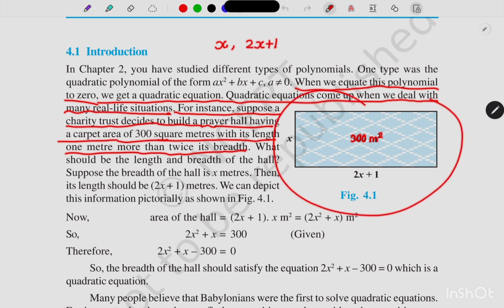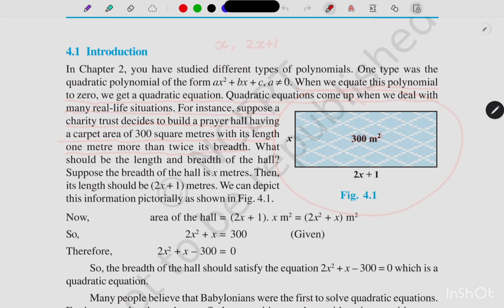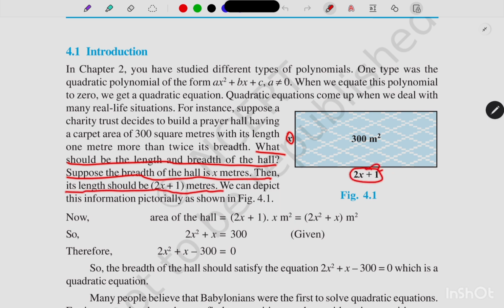That is what is shown here. What should be the length and breadth of the hall? Now suppose the breadth of this hall is x meters, just like this situation. Its length should be 2x plus 1 meters, just like this. We can depict this information pictorially as in figure 4.1.